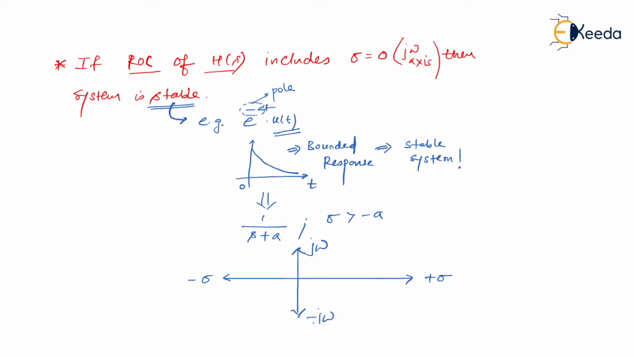So where is the pole present? The pole is present at minus a. Am I right? And where is the ROC present? ROC is sigma greater than minus a. So we have to cover all the right hand side part with respect to the minus a pole.